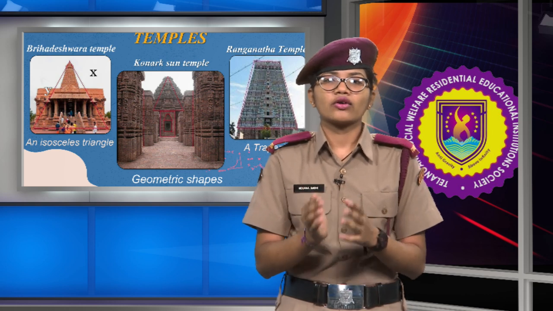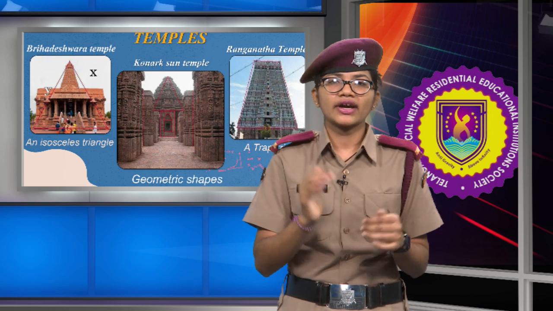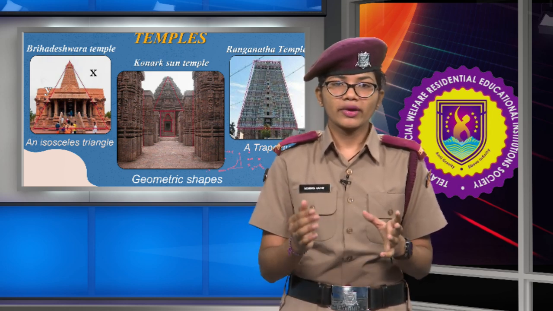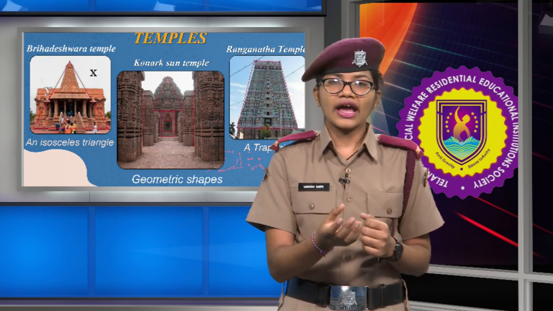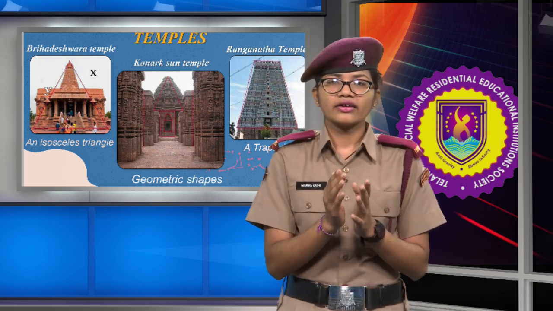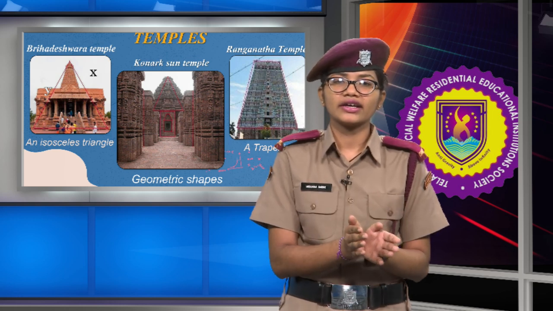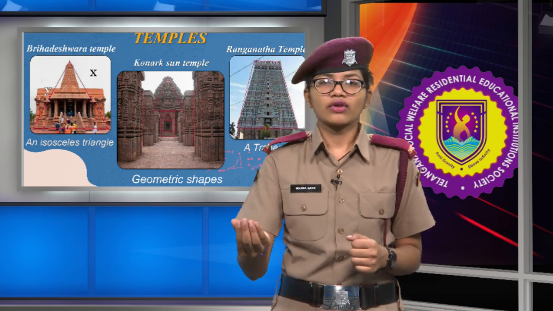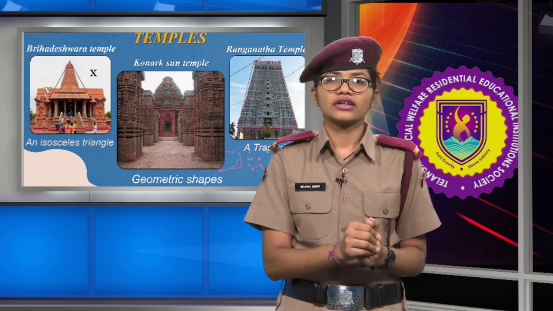And here we see the Konark Sun temple, which is situated in Odisha, and we are seeing some different geometrical shapes enclosed in it. Here we are observing triangle, cylindrical shape, rectangle and square, which shows the formation of several geometrical shapes included in the Konark Sun temple. Next, we will see the Ranganatha Swami temple, which is situated in Tanjavur, Tamil Nadu.